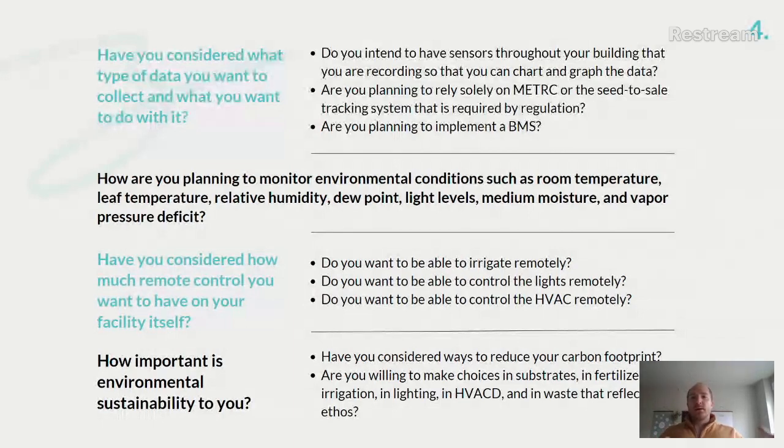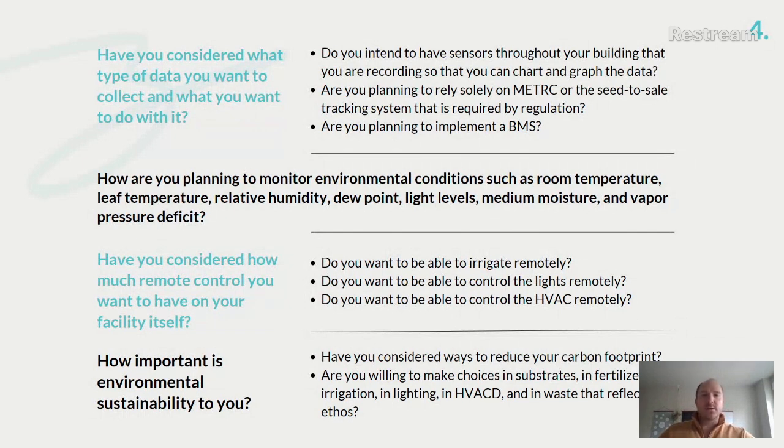On this slide, we're really going to start talking about the infrastructure of your operation and your facility. So let's dive into the first 2 questions. Have you considered what type of data you want to collect and what you want to do with it? The second piece of that is the most important: what you want to do with it. We are in an information overload at this point where we can collect so much data, but if you don't know what to do with it, it's all just noise.